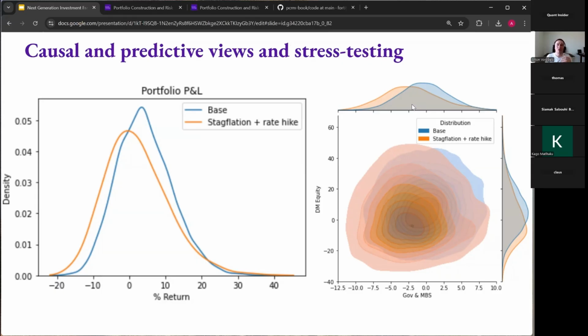So when rates go up and inflation goes up, it's natural that the distribution for these bonds moves to the left. And the same thing here for equities. When growth is low and interest rates go up, it's usually not positive for equity returns. So there's also a shift to the left.